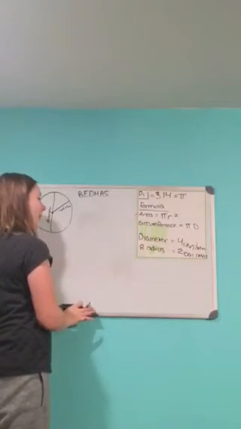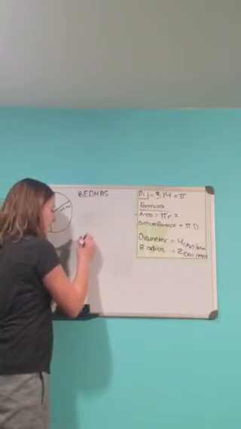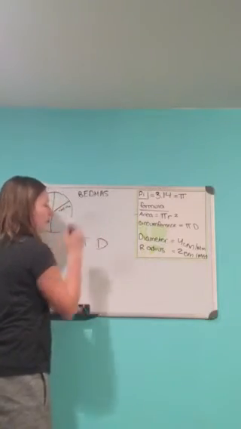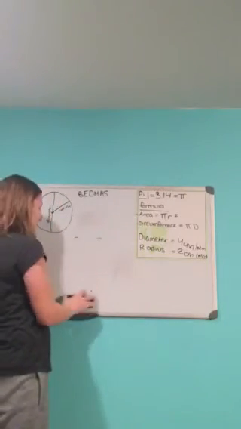Now, if you know the 2 formulas, then you obviously know that the next one would be pi times diameter, which would be circumference.